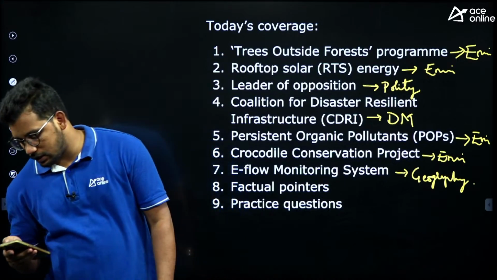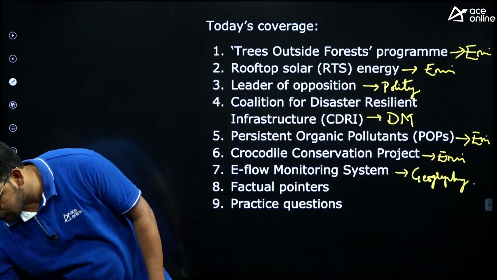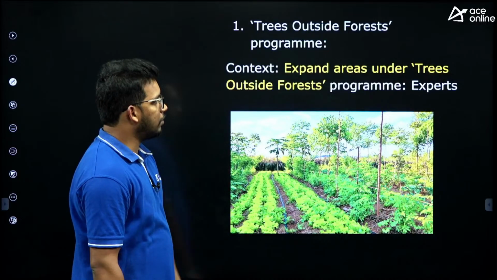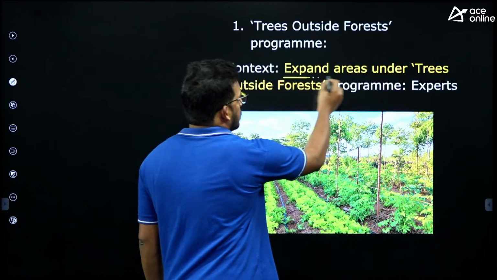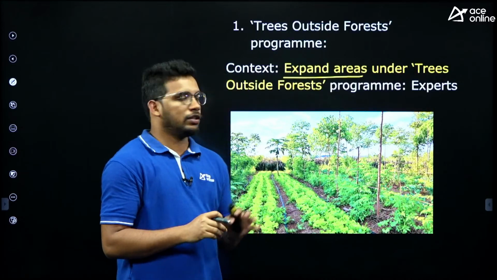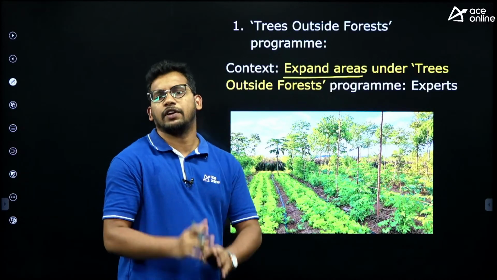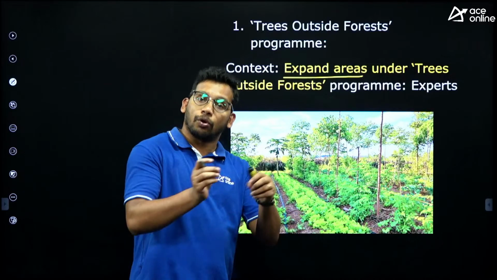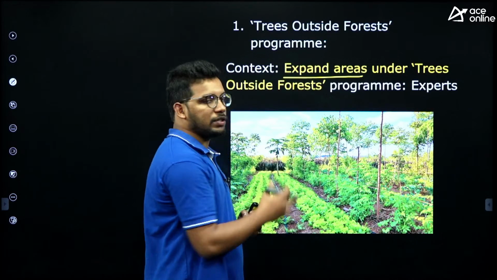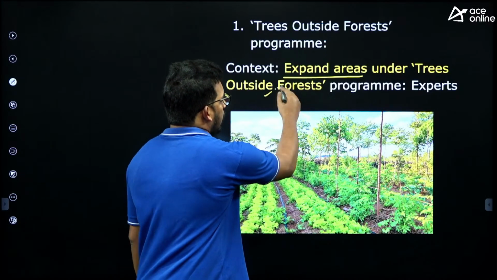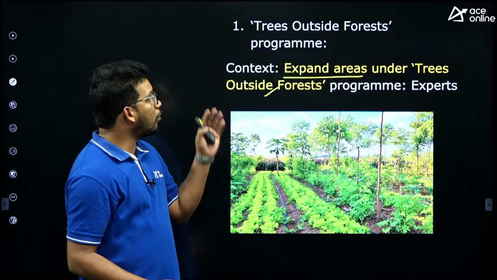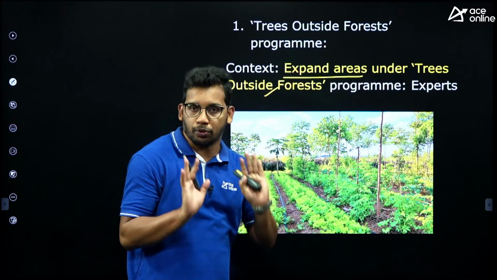So let's start the session with the first article, that is Trees Outside Forests Program, right? So the context is the experts. This is an article from the Vijayawada edition. Usually we need to refer to different editions because some articles at the local level are also important for us, right? So this was taken from the Andhra Pradesh Vijayawada edition, that some experts are asking to promote the Trees Outside Forests Program, right?